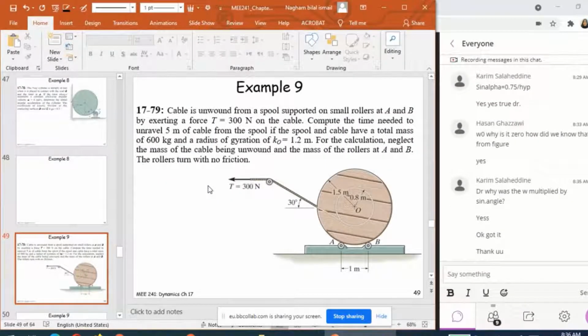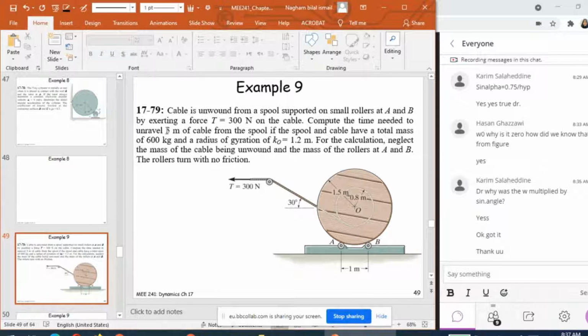Okay, so let's do example 9. In this example, guys, I have a cable that is unwound from a spool supported on small rollers at A and B by exerting a force T equal to 300 Newton. All right? Compute the time needed. I'm asked about the time, which means I have to use the kinematics equations needed to unravel 5 meters of cable.